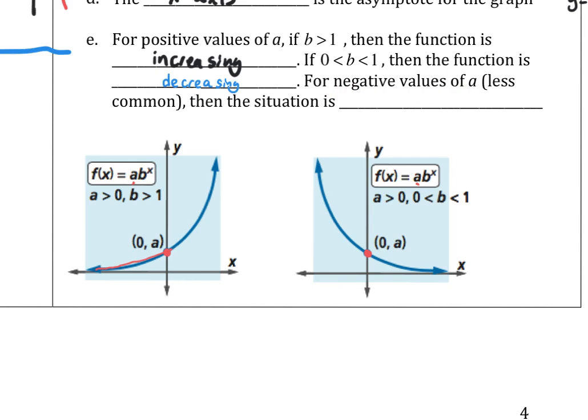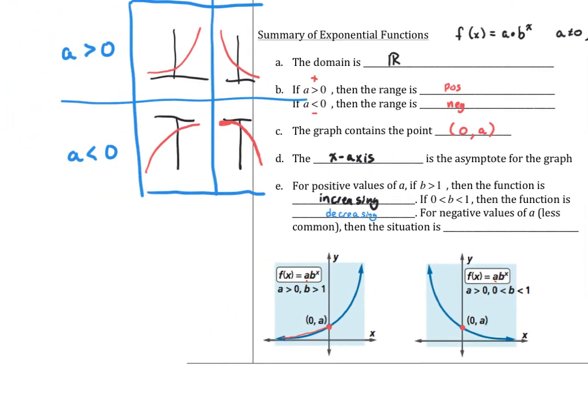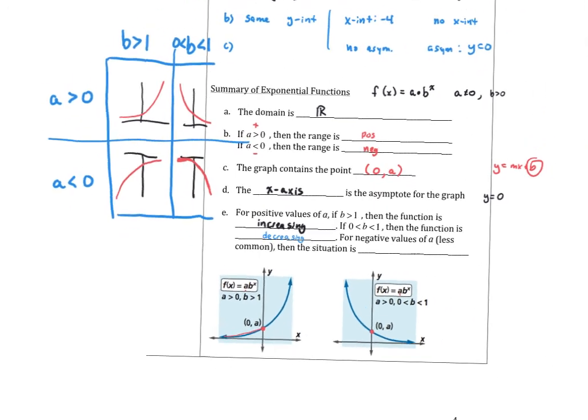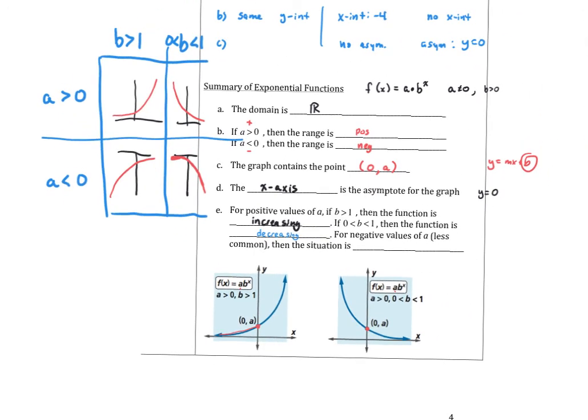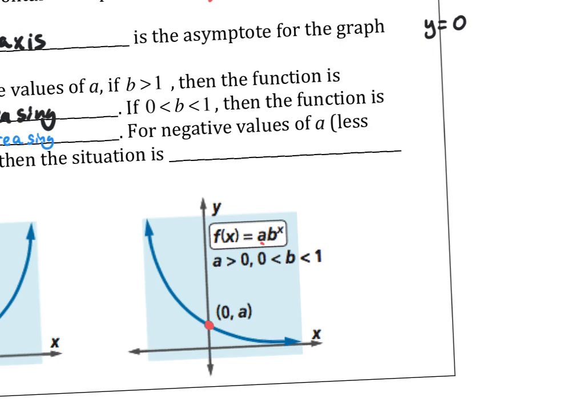And for negative values of a, here, things flip around. So the situation is reversed.